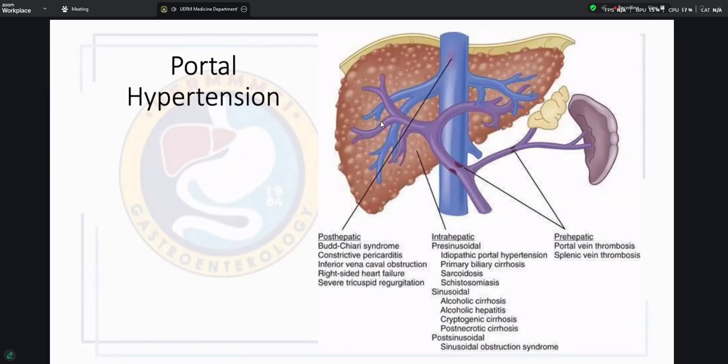Intrahepatic causes of portal hypertension can further be subdivided into pre-sinusoidal, sinusoidal, and post-sinusoidal causes. So the major pre-sinusoidal causes are schistosomiasis and primary biliary cirrhosis. For post-sinusoidal causes, we have veno-occlusive disease. And for sinusoidal causes, these are related to cirrhosis from various causes.